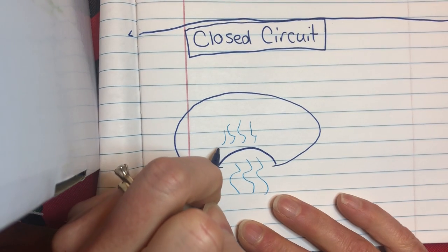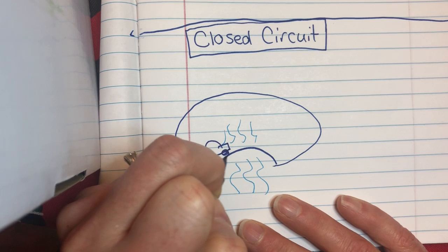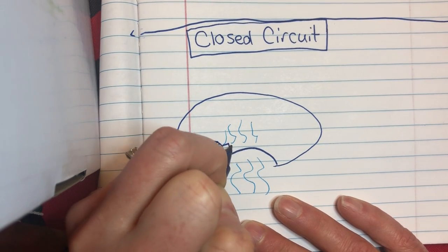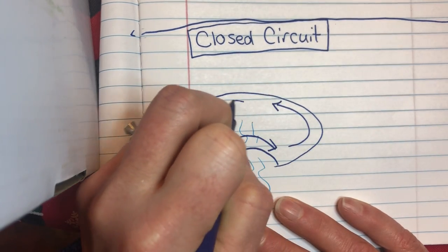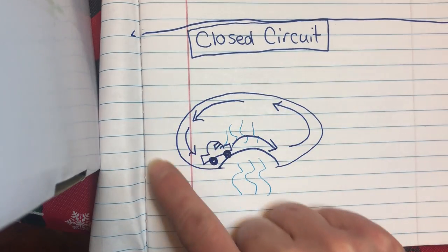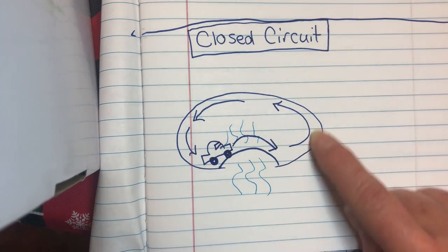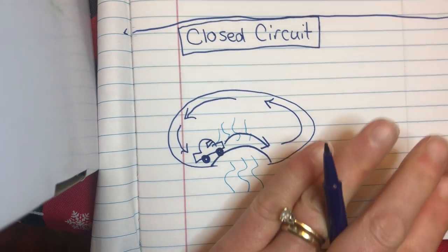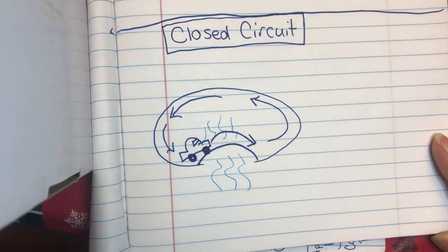Which means if our same little funny looking car was to come and try to drive across, because that bridge is now closed, that means traffic, I'm gonna draw arrows to show, can now go around. We have a completely closed circuit, which means that the cars can go around and around freely without stopping. Same thing happens with our electrical circuits.